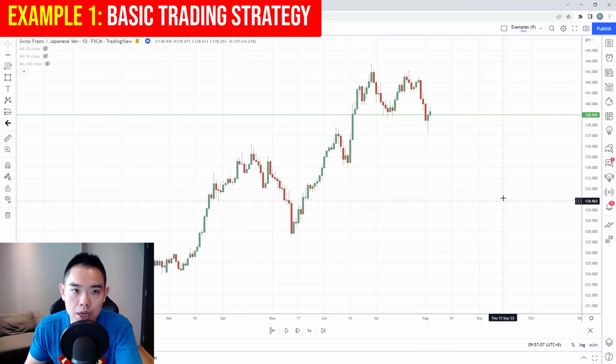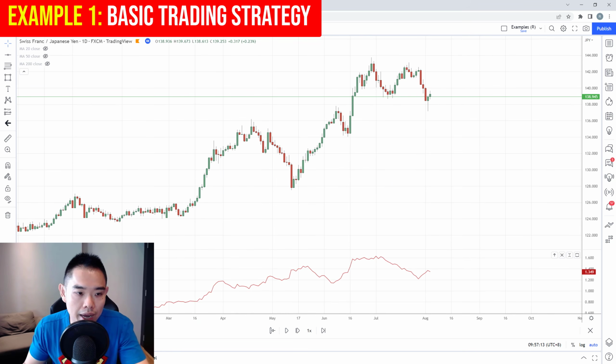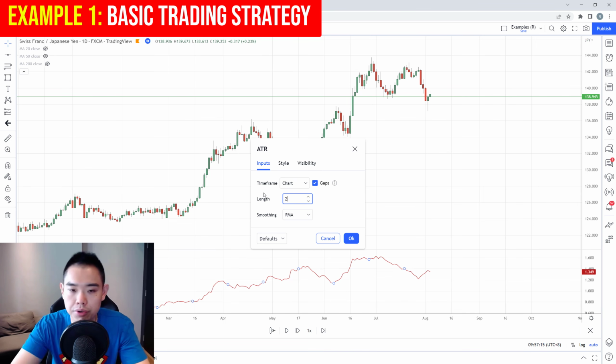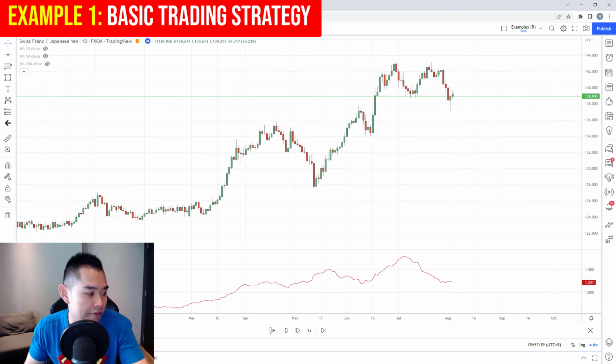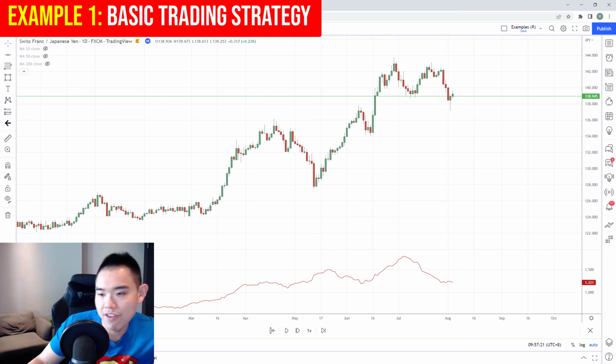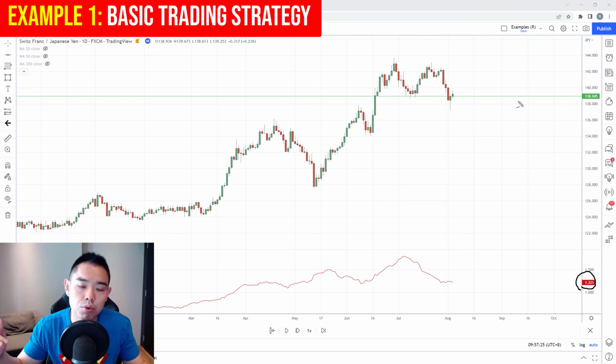And one way to go about doing it is that we can actually use the ATR indicator to help us with this. So just search ATR, pull it out. I typically go with a 20 period ATR and SMA. Okay, so what we're going to see now is that the ATR value is 1.221. So how do you make use of this information? Very simple. This tells us that over the last 20 trading days, this currency pair, Swiss franc against the Japanese yen, moves an average of about 122 pips a day.